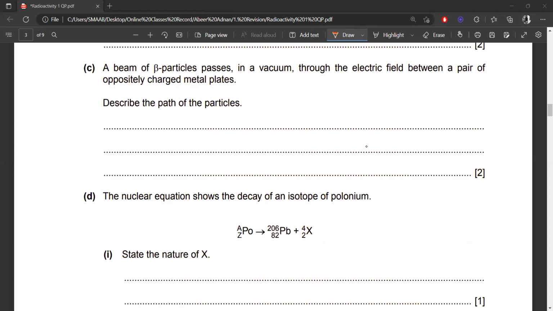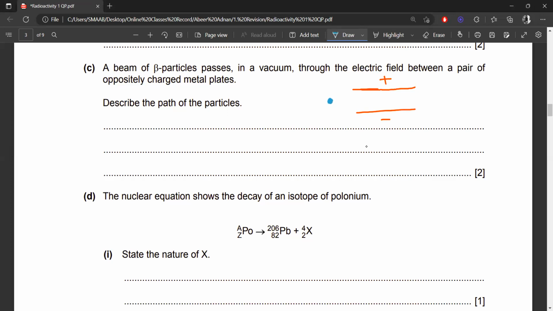A beam of beta particles passes in a vacuum through the electric field between a pair of oppositely charged metal plates. Describe the path of the particles. It will be deflected because it's affected by the electric field. And in which direction will it deflect? Because we have an electric field, I draw a diagram. So one plate is positive, and the beta particle is going to pass between the plates.